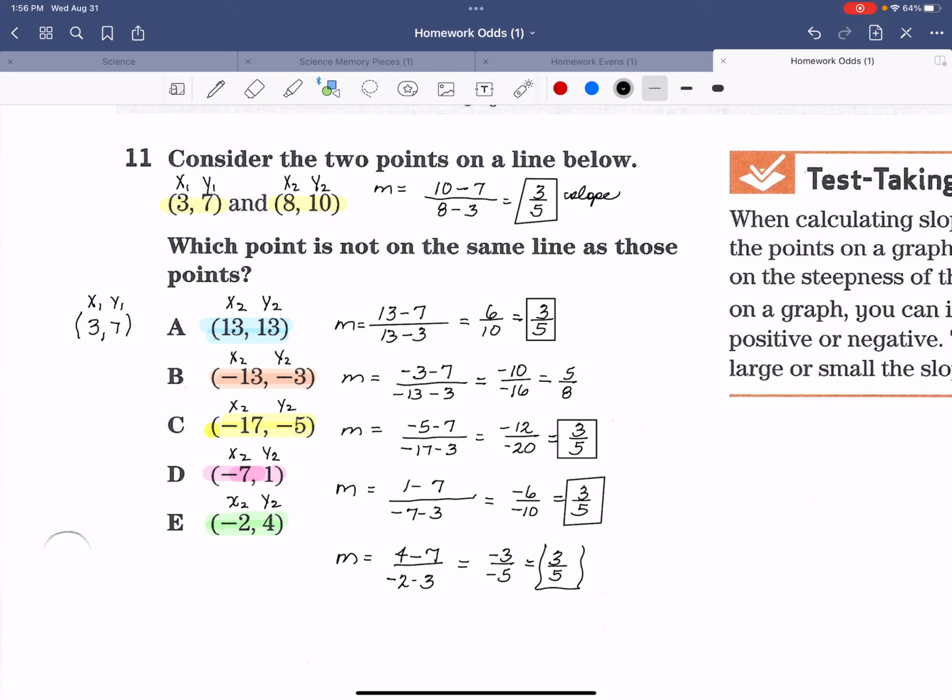So what's your answer here? Which point is not on the same line as those 2 points? It is this one, because the slopes do not match. And if points are on the same line, their steepness is the same. The steepness of the line doesn't change, and so the slope of the line doesn't change.